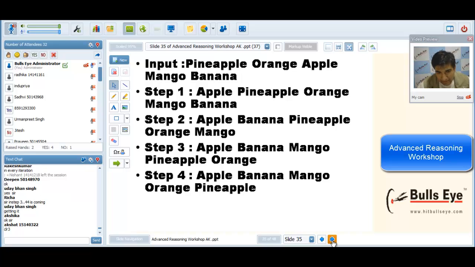Here people, we have another example. Input is pineapple, orange, apple, mango, banana. Let's again go to the step 4, which is apple, banana, mango, orange and pineapple. Yeah, you people are right. This is the alphabetical order, but one at a time. Apple comes ahead, then banana comes ahead, then mango comes ahead, and that way.